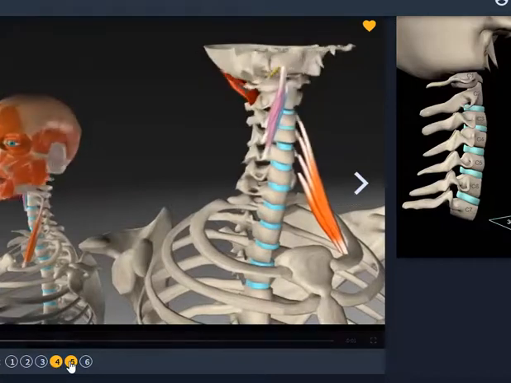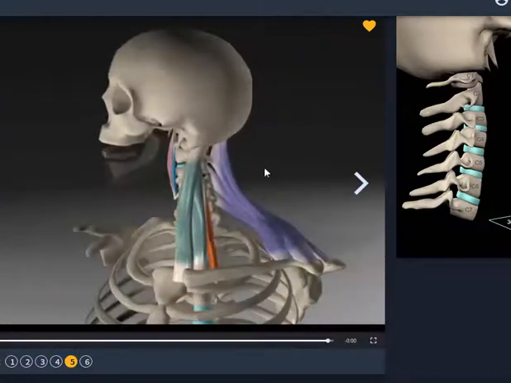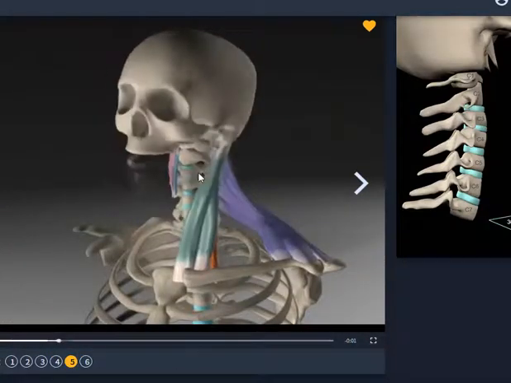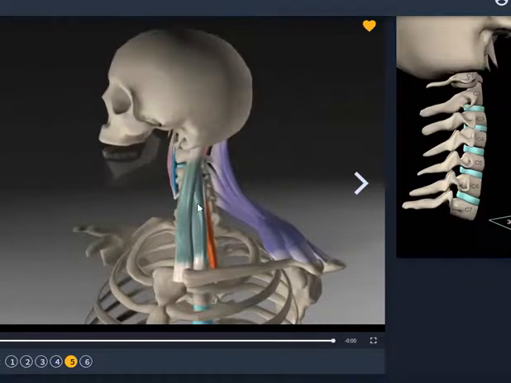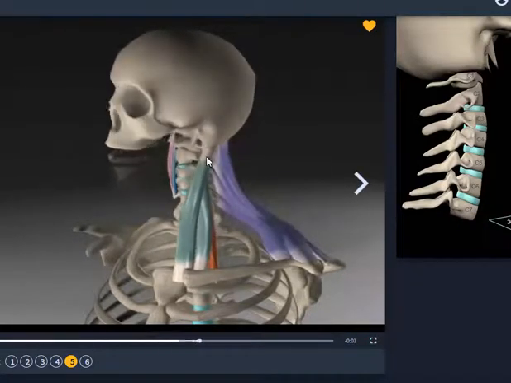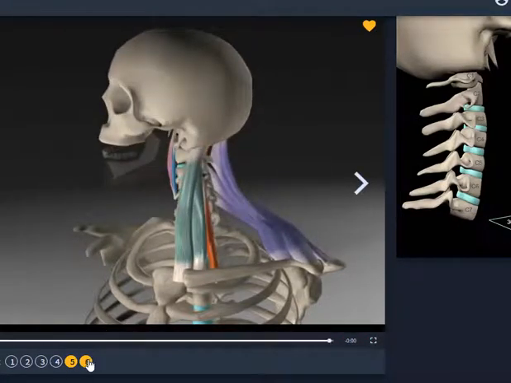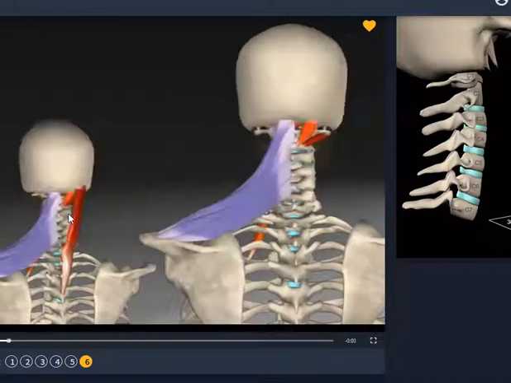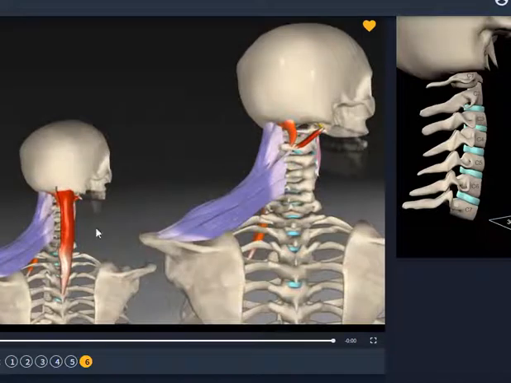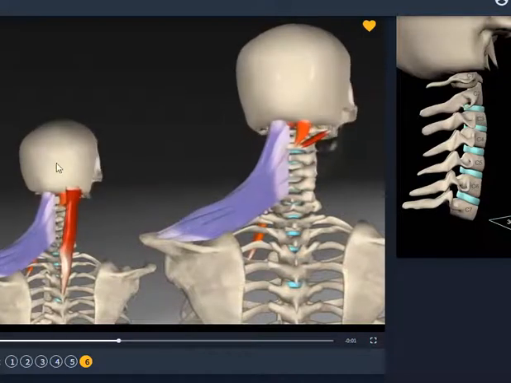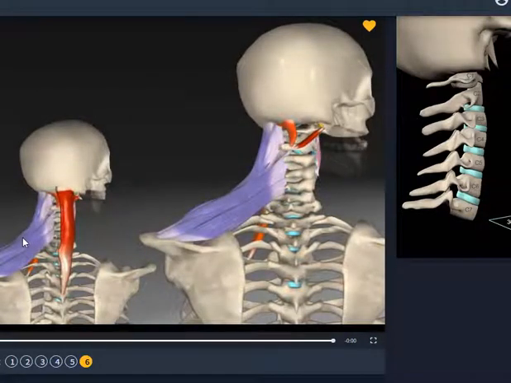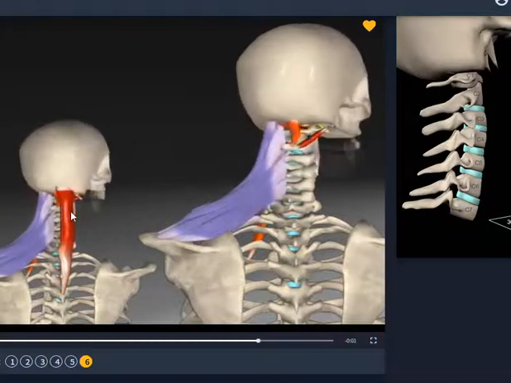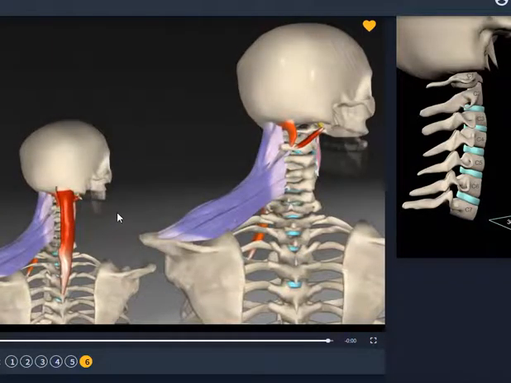So those are the scalenes along with capitis. Here's another view of the SCM, the sternocleidomastoid, working as a cervical rotator. And again, now looking at spinalis capitis and upper trap. So you have contralateral rotation being produced by the upper trap, and ipsilateral rotation by the right spinalis capitis.